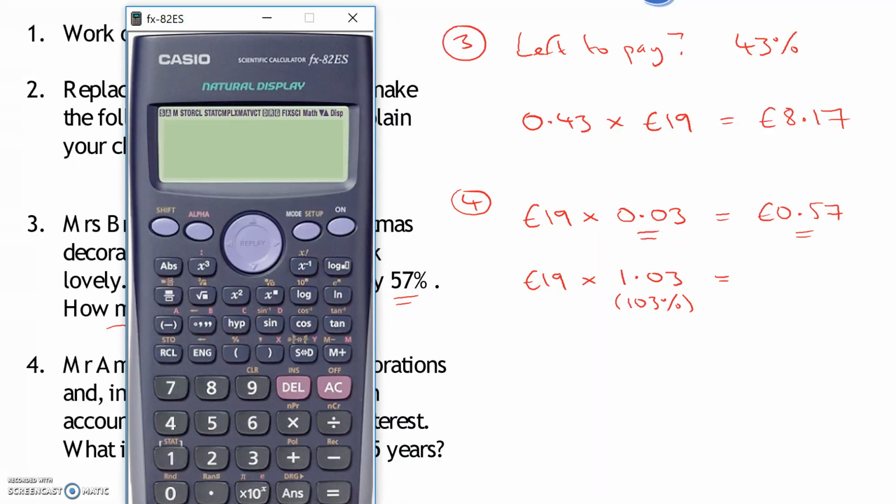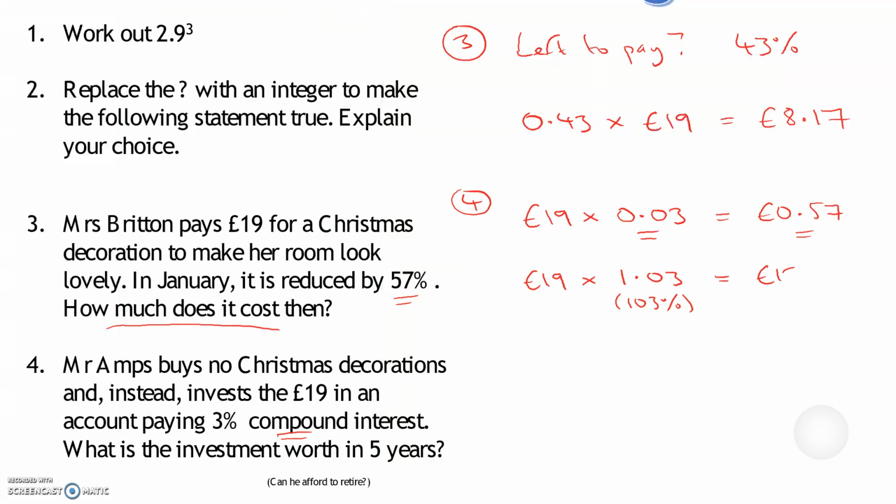So this is a much better calculation, because multiplied by 1.03 is going to tell me how much I've got when that 57 pence has been added on. It does it in one go. 19 times 1.03 gives me £19.57. It's done all of that in one go for me. It's calculated the 57 pence interest and added it onto the 19. So what would I do next?